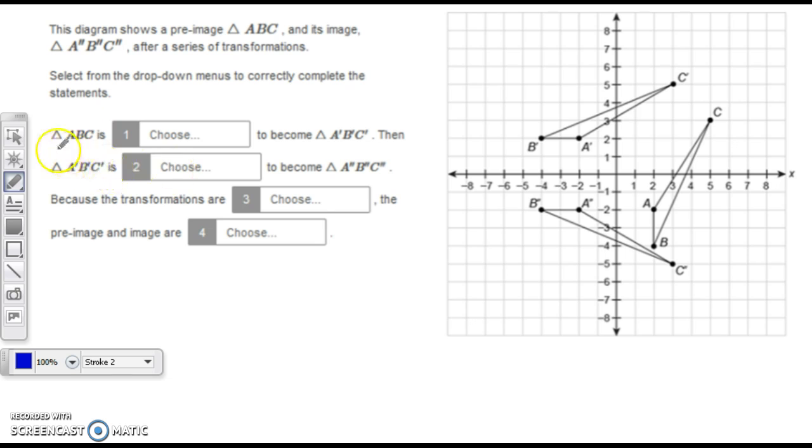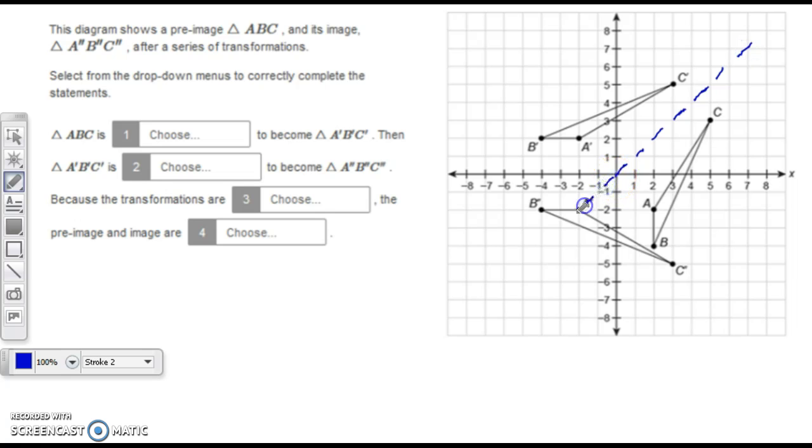Okay, so first we're comparing triangle ABC to triangle A prime, B prime, C prime. So I'm trying to figure out how I went from this triangle to that triangle. And if you look, we have C and C prime, A and A prime, B and B prime. That looks like a mirror image. So I think it's going to be a reflection. So now I just have to decide where am I folding the paper so that it'll lie on top of itself or it'll map back onto itself.